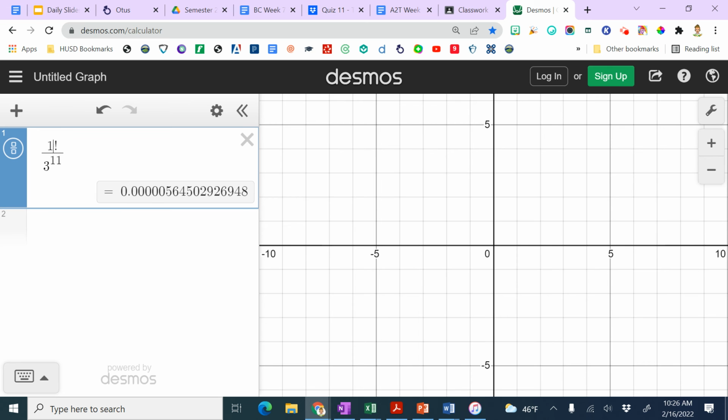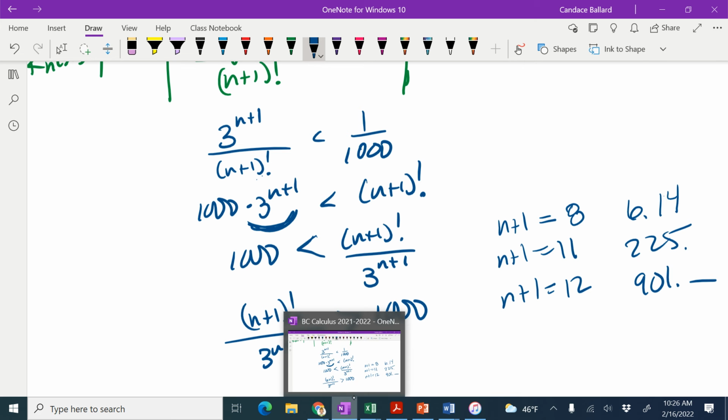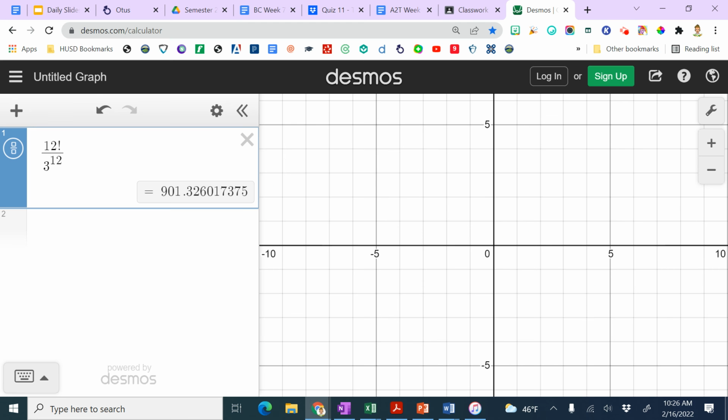All right, I'm going to go 12. Are we getting closer to 1,000? Yeah, so the idea is you're just going to kind of guess and check and experiment with the numbers a little bit. So n plus 1 equals 12 was like 901 point something. All right, let's try n plus 1 equals 13. Are we now over 1,000? Yeah, so now we got what we wanted.